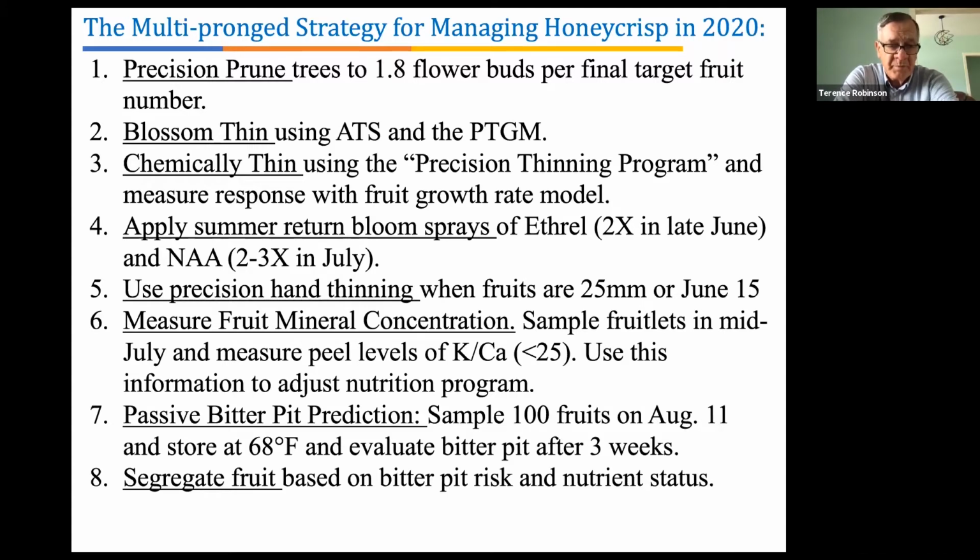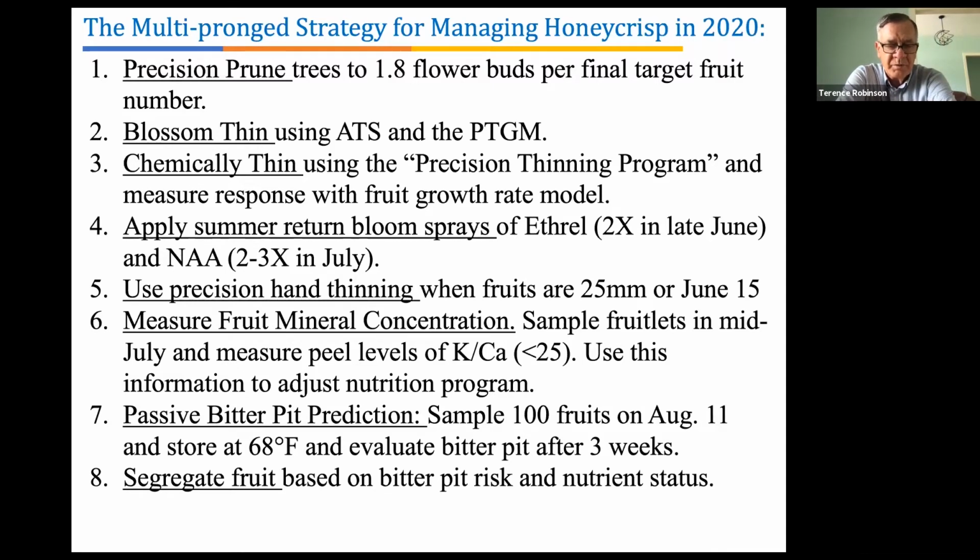Key to that is measuring fruit mineral concentration. And over the past several years, Liling will talk about that, and Mario, we've developed this threshold value of 25 for the potassium to calcium ratio. And we want to look at that on a wide scale for almost all the blocks of Honeycrisp in Western New York to help segregate fruit and then adjust nutrition programs. And lastly, to conduct this bitter pit assay in August.